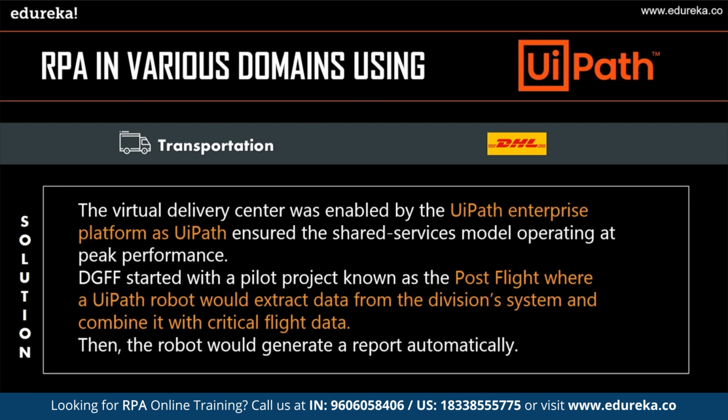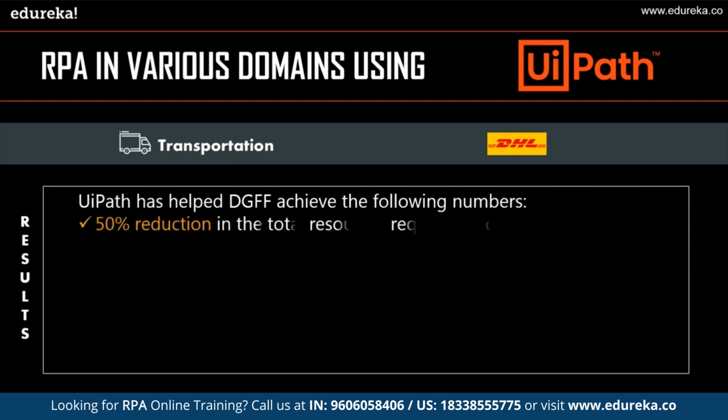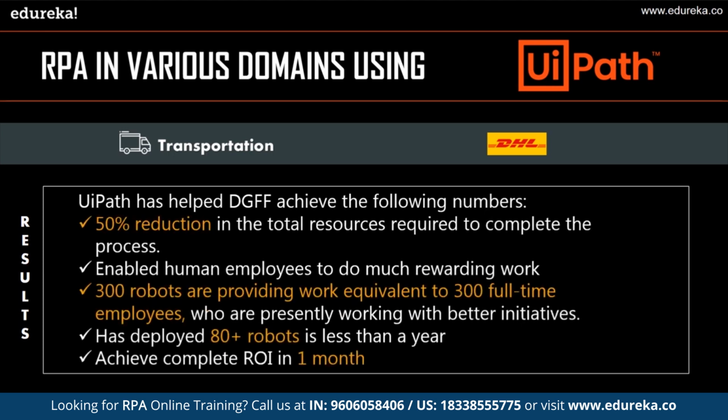After the pilot project was successful, the team started a center of excellence to define the standards for RPA-based automation, such as the configuration and services for DGFF. If we talk by the numbers, then UiPath has helped DGFF to achieve around 50% reduction in the total resources required to complete the process and enable human employees to do much more rewarding work. Around 300 robots are providing work equivalent to 300 full-time employees who are presently working on better initiatives, and the company has deployed more than 80 robots in less than a year. This initiative picked up by DGFF has helped it achieve a complete ROI in 1 month. So that's how, guys, RPA is used in the transportation industry.